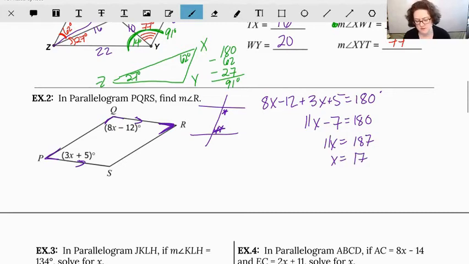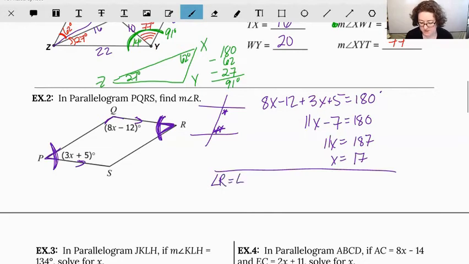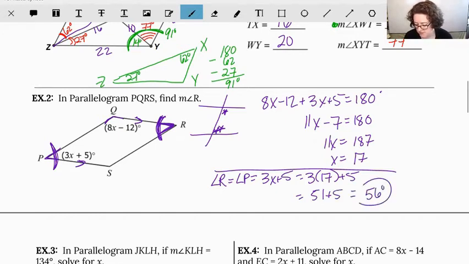So we haven't found R yet though. But what do you know that R has to be equal to? Well, if opposite angles in a parallelogram are congruent, R has to be congruent to angle P. So angle R equals angle P, which is 3x plus 5. And now we know our value for x, so we can just plug it in. So 3 times 17 plus 5. That's going to give me 17 times 3, 51 plus 5, otherwise known as 56 degrees is our final answer. And that does look appropriate for the diagram. Again, diagrams are not always to scale, but they may give you a good idea as to whether you're on the right track with your answers.